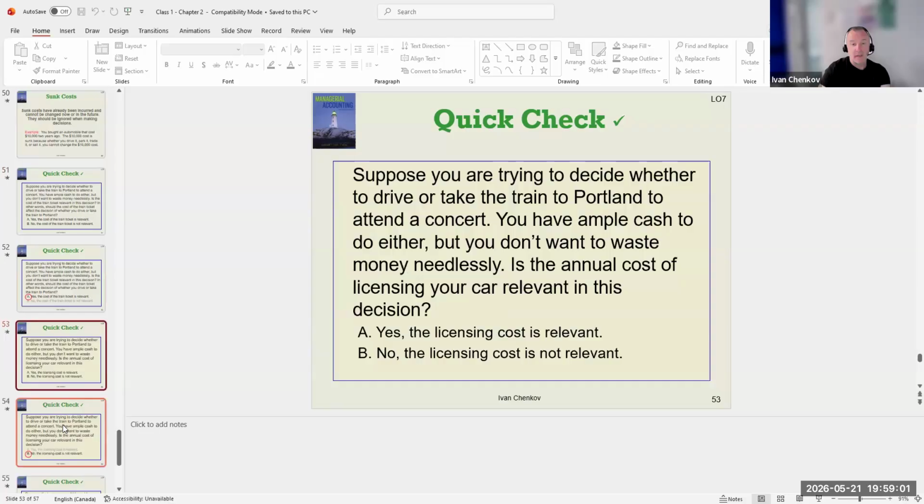So yes. Now, again, same scenario. You want to go to Portland to watch this concert. Option one, drive. The other one, take the train. Cash, again, is not a problem. Is the annual cost of licensing your car relevant for this decision? No. Why? Because you already paid for it.